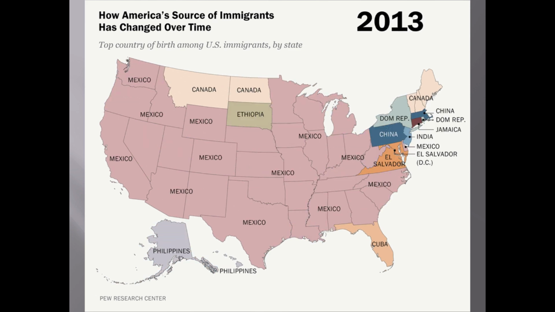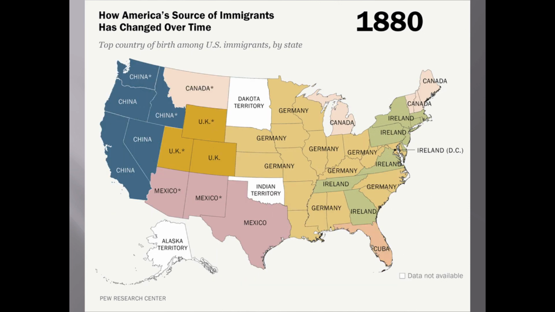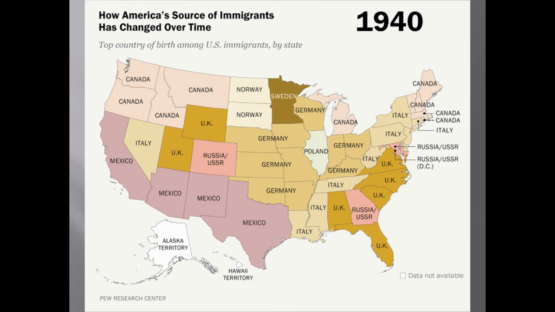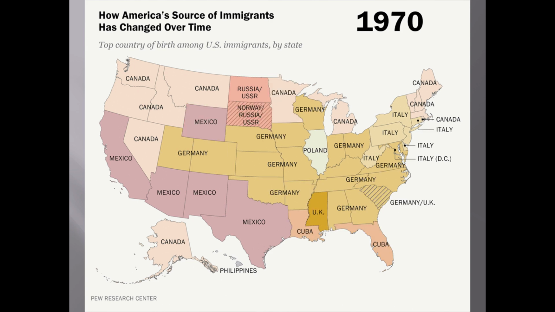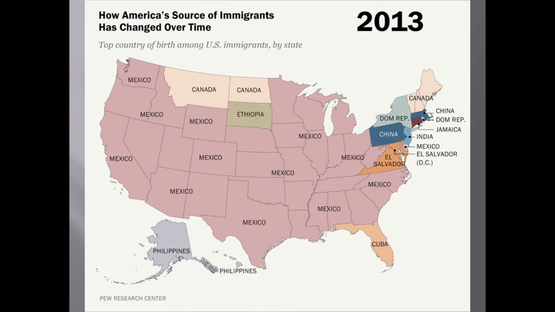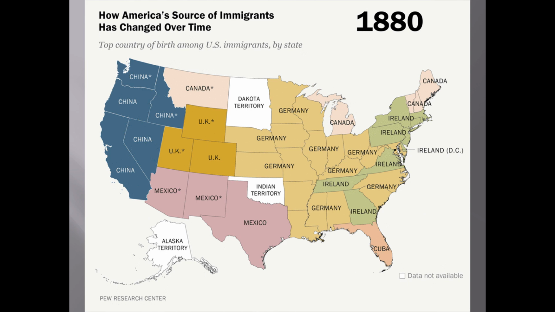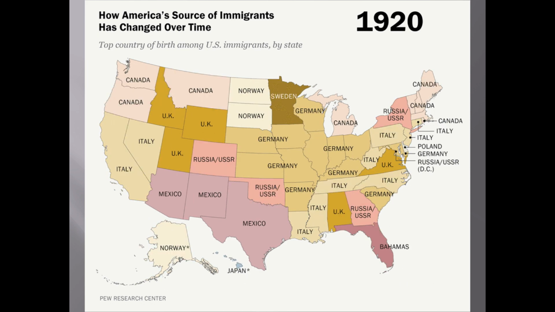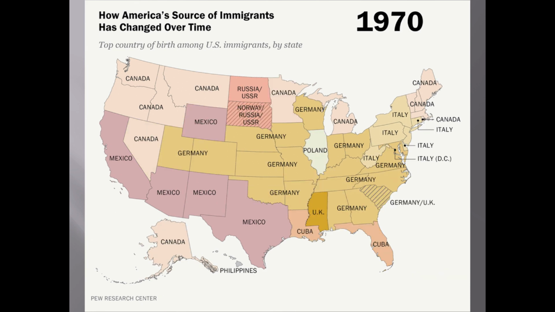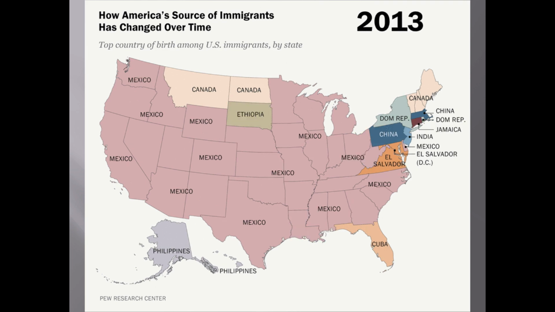Can we look at one more while we're at it? Why don't we just pick a random state as well? Let's go with, well, Michigan. All righty. Ireland, Germany, Canada, Canada, Canada, Canada, Canada. Wow, Canada, Canada, Canada, Mexico, Mexico.